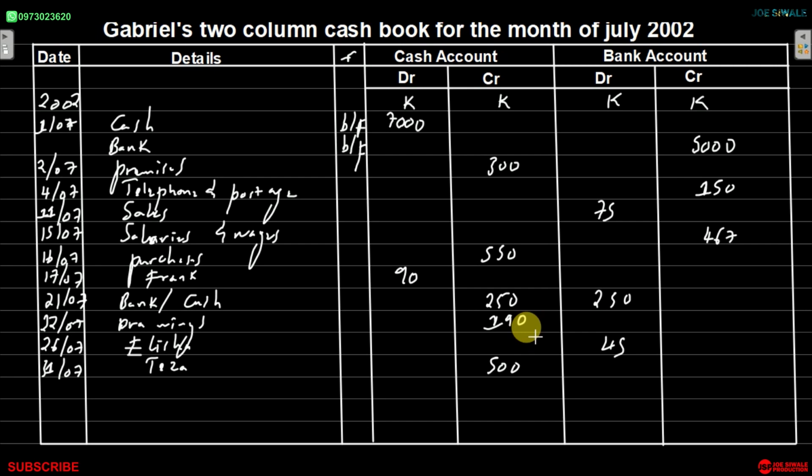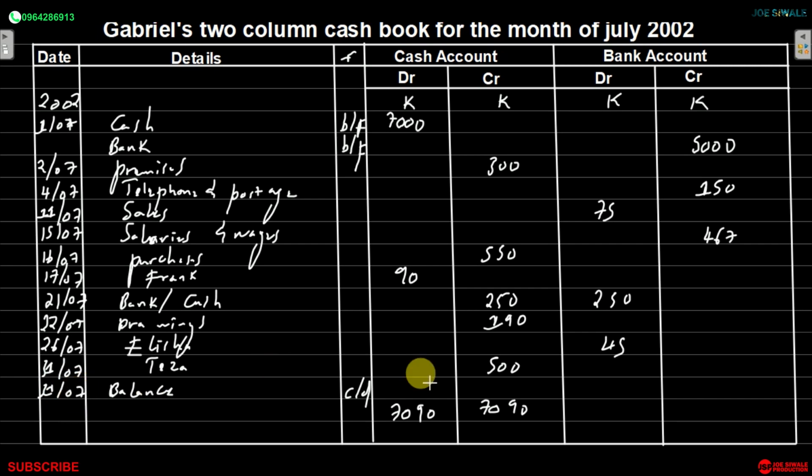So we're going to record 7090 on both the debit side and the credit side. So that's going to be our total. So say 7090 on the debit side and 7090 on the credit side. So here we are supposed to find our balance carried down, and this is recorded on the end of the month. So this is going to be on the 31st of July.